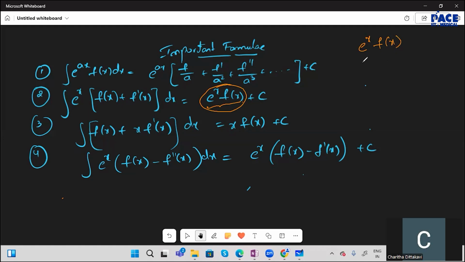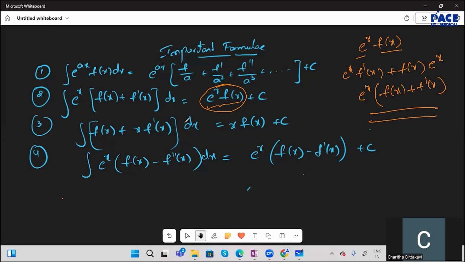If I differentiate this, it is first function and second function. So first function into differentiation of second, plus second function into differentiation of the first. So I can just take e power x common. I got f of x plus f dash of x. Right? So did we manage to get it back again? So e power x into f of x plus f dash of x. Clear? So all these functions are pre-derived formulae which we are going to use in our further questions.